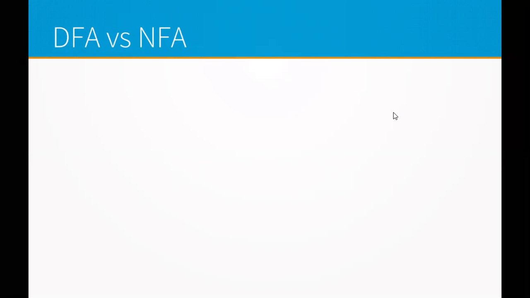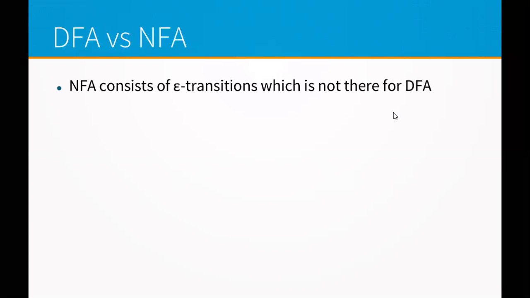So what are the differences? Two differences are there. One is that the NFA consists of epsilon transitions. That is, in an NFA, you can move from one state to another state without consuming any input symbol, and such transitions are called epsilon transitions. So an NFA contains these epsilon transitions, which are not present in a DFA, and these epsilon transitions are difficult to put in program code.